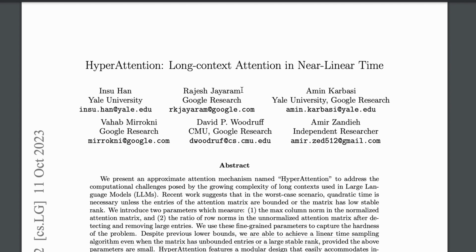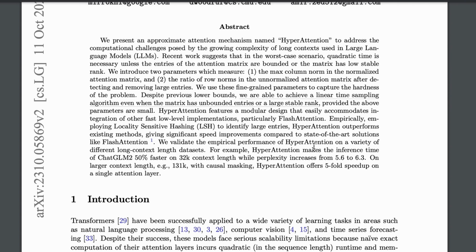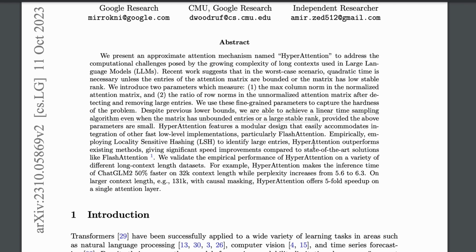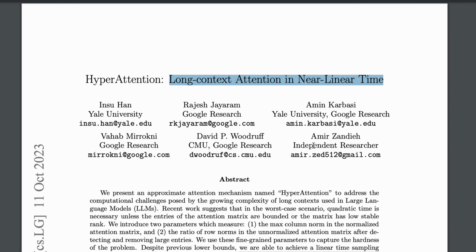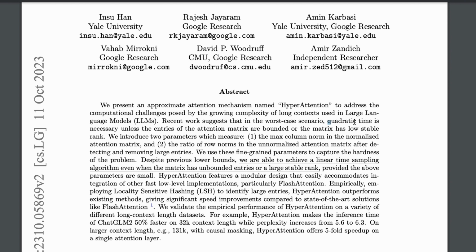First paper that we're going to look at this week is HyperAttention. The paper that says long context attention in near real time. What does it even mean? Typically, if you try to increase the context window, you have to spend more time. In the worst case scenario, a quadratic time is necessary unless the entries of attention matrices are bounded. So typically you need quadratic time.